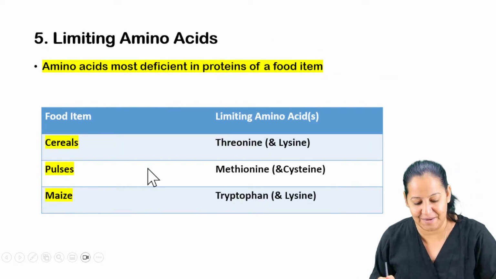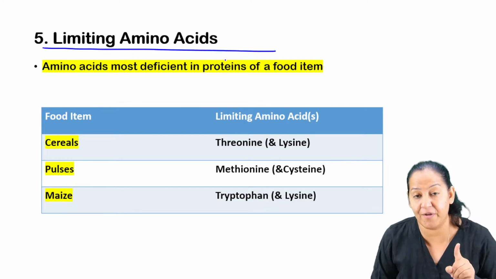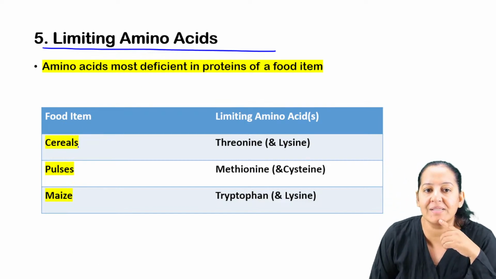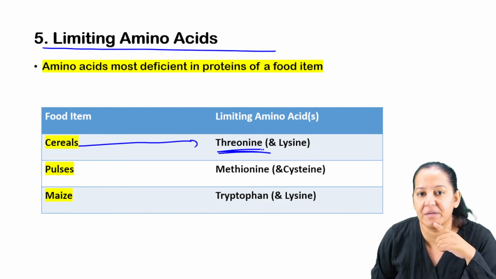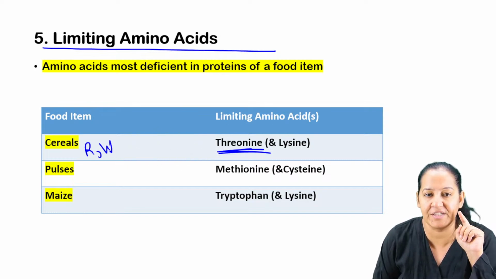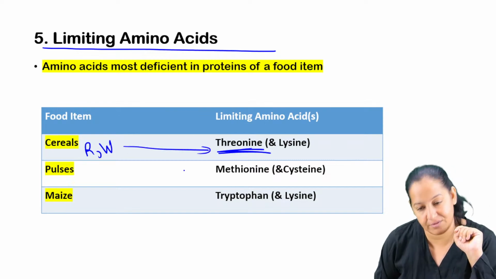And the last one is limiting amino acid. What do you mean by limiting amino acid? One particular food is limiting in one amino acid. That is the limiting amino acid of that food. Like all cereals are limiting in threonine. What do you mean by cereals? Rice and wheat are coming in the cereals. So rice and wheat don't have threonine.